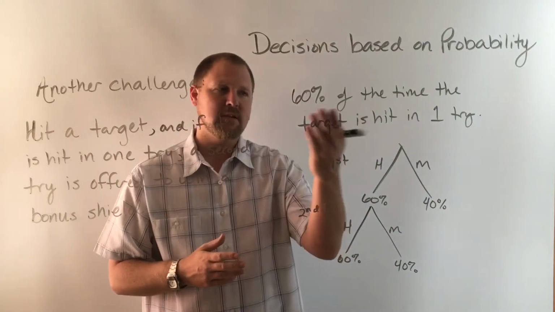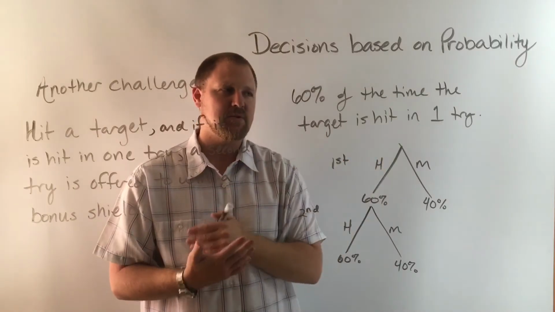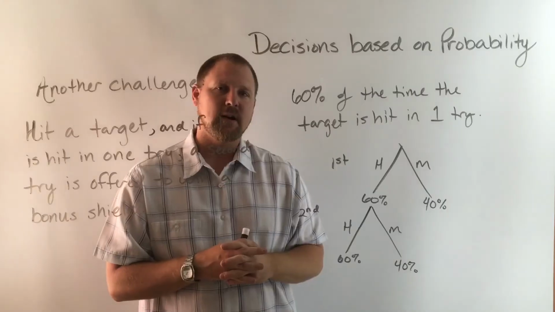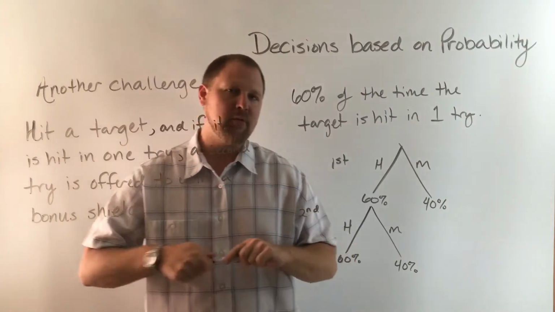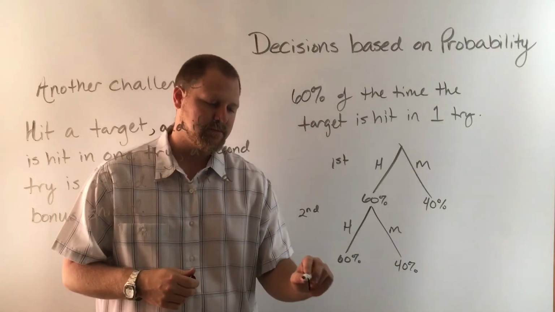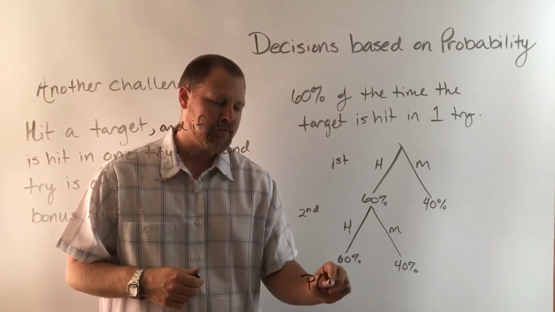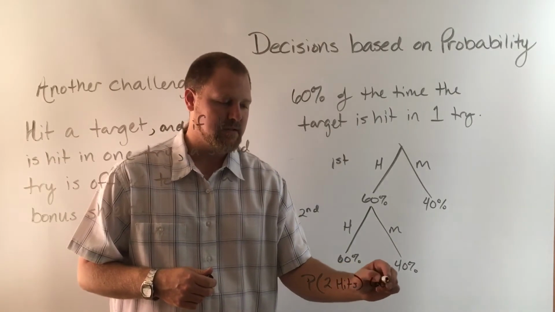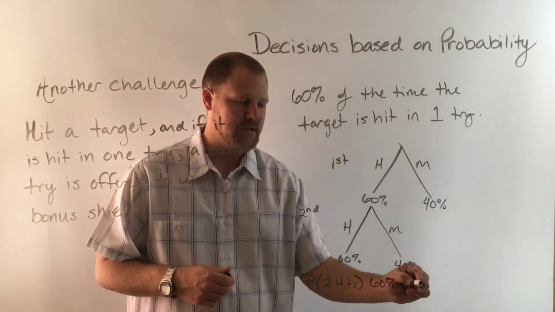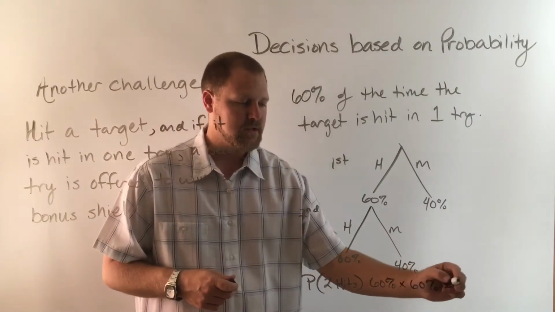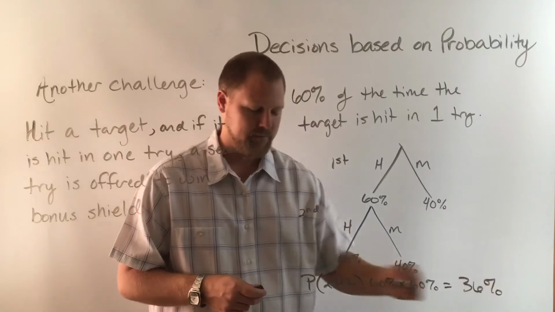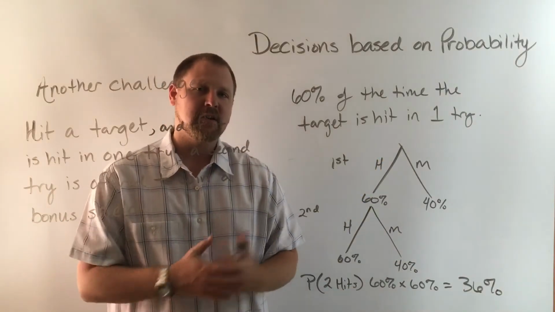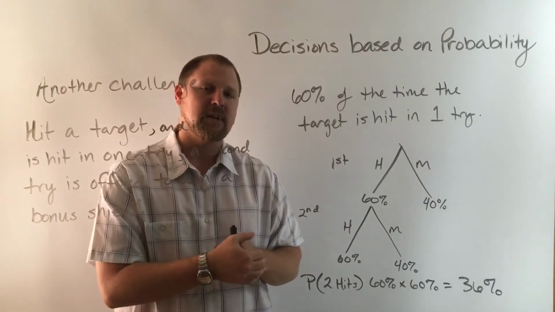60% of the time, the information here is still given. 60% of the time, you hit the target in one try. However, what's the probability of getting the bonus shield? The probability of 2 hits is going to be 60% times 60%, which is 36%. So here we can calculate the compound events of 2 attempts on that target.